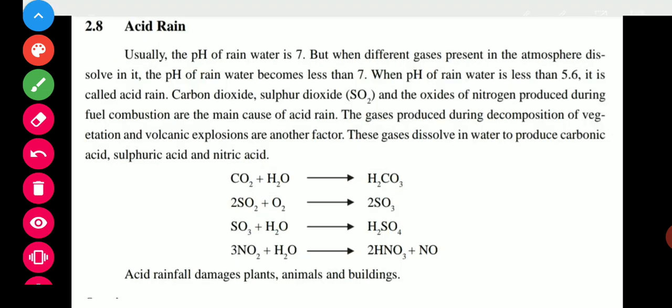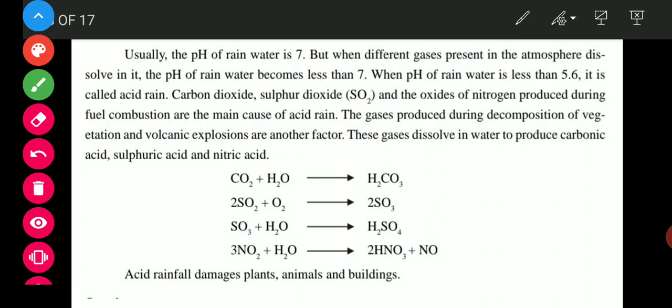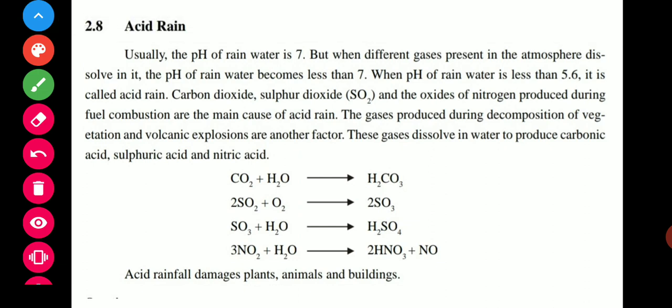Now, what is acid rain? How can we explain acid rain? As you know, water has pH 7 and that is neutral. So water is neutral. If the pH of water goes below 7, it becomes acidic. So what happens in our daily life? Industries produce carbon dioxide, sulfur dioxide, and nitrogen oxides.